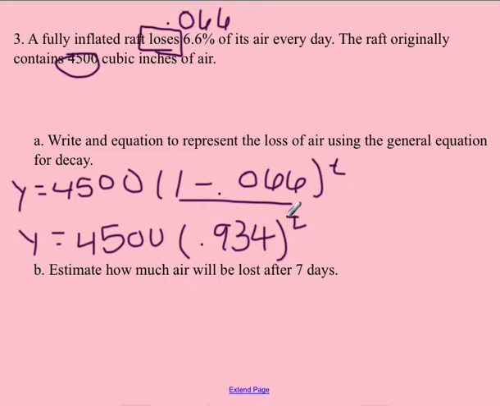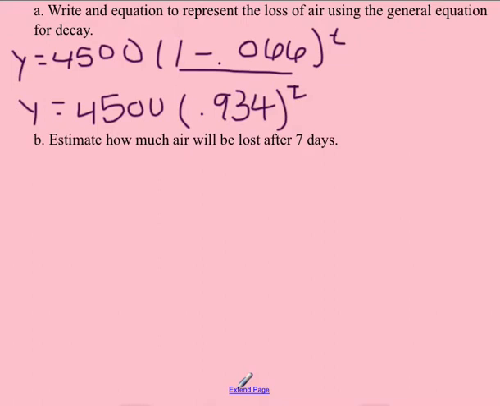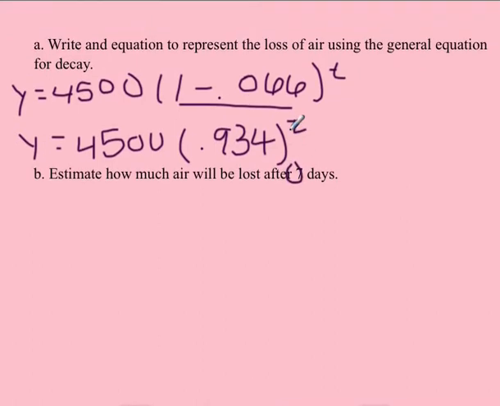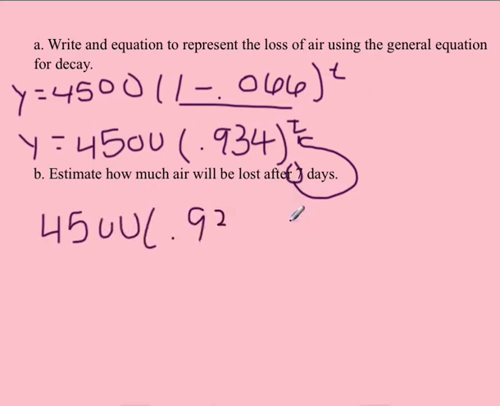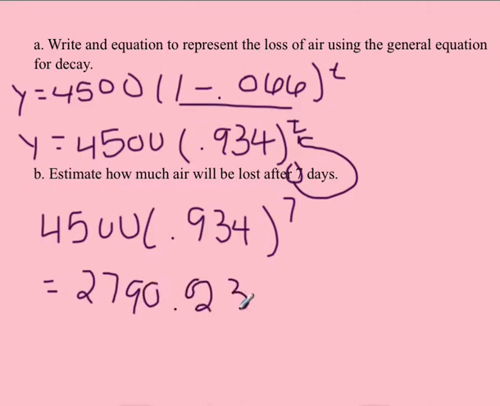Then what I want to do is figure out what my t value is going to be, and that's going to be in part B. It asks us how much we're going to lose after 7 days. So I'm going to plug in 7 for t. Then I have 4,500 times 0.934, raised to the 7th power. I can plug this exactly into my calculator, and I get 2,790.23.